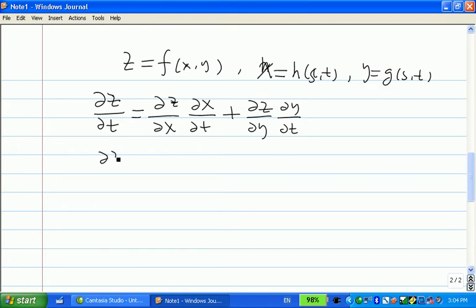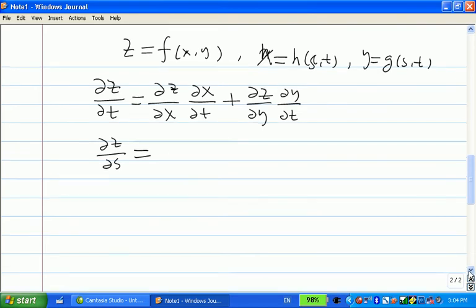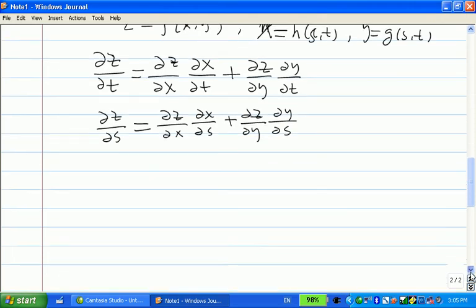Similarly, you can find the partial z partial s. It is partial z with respect to x, partial x with respect to s, plus partial z with respect to y, and partial y with respect to s. Now you have to read the book for more situations.